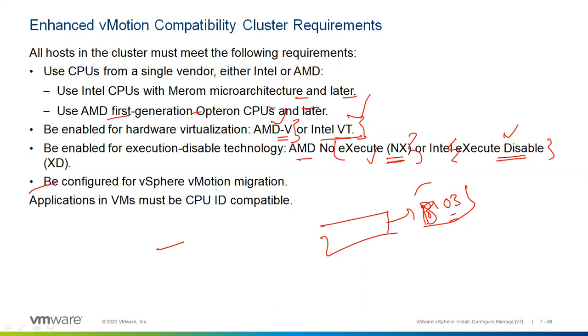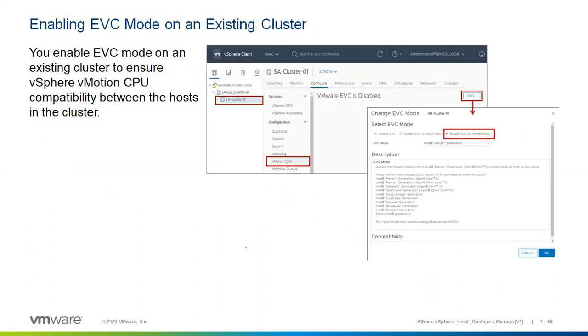Configure the vSphere vMotion network. All right, that's mandatory. Applicable applications in the VM must be CPU ID compatible. By default, all my VMs are compatible with the CPU IDs that are available inside the Intel or AMD. So all these requirements we have to keep in mind.